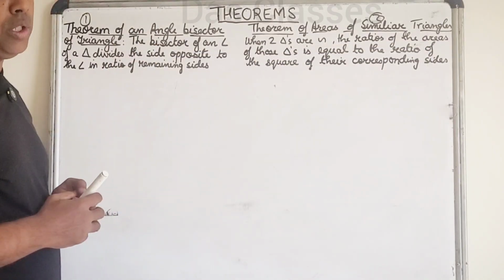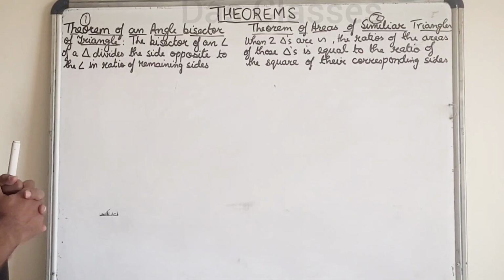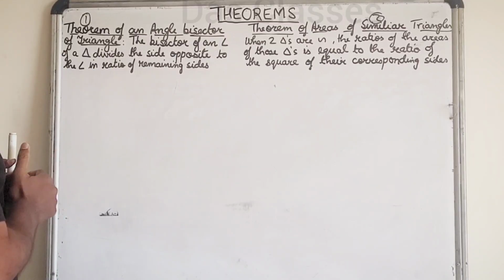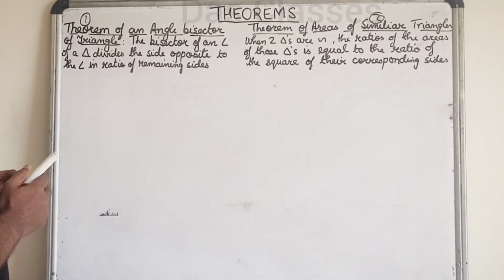I've already written two theorems on the board. The first theorem is the theorem of an angle bisector of a triangle. So what does this theorem state? The bisector of an angle of a triangle divides the side opposite to the angle in the ratio of the remaining sides.